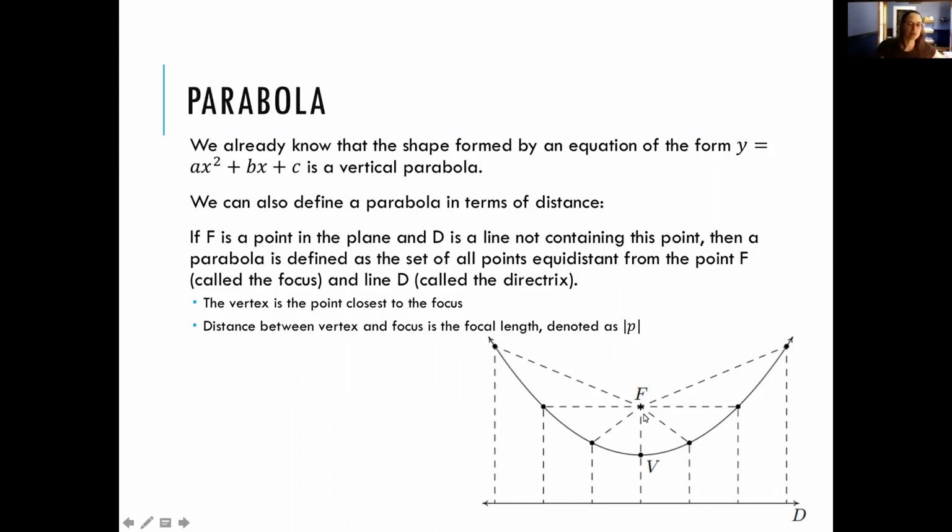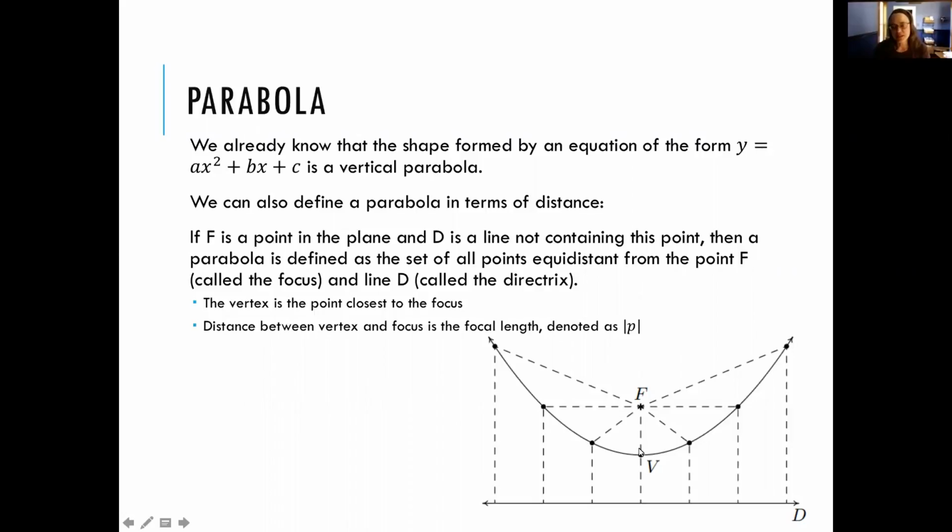Now, we can define the focal length of the parabola as the absolute value of a parameter p. This p is the distance between the focus and the vertex.